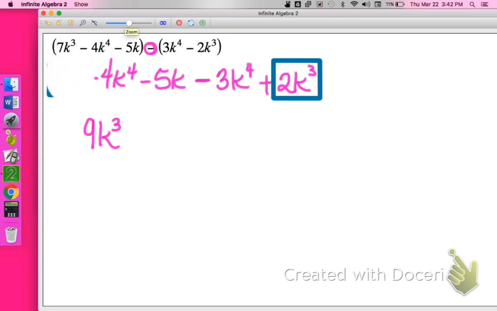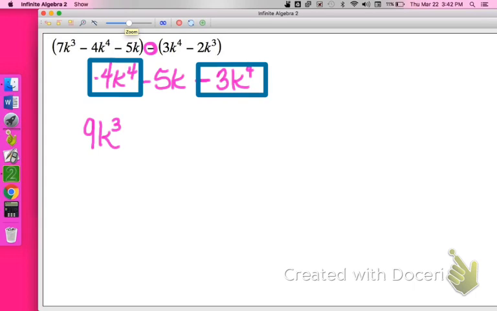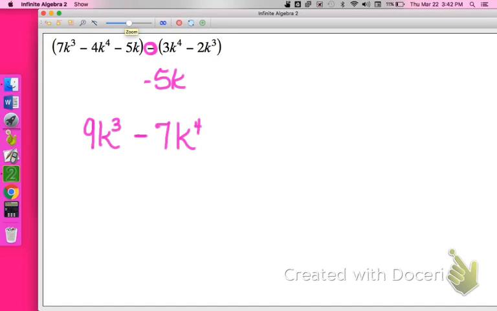I'm going to either cross those out or erase them, get them out of the way. And I'm going to inspect the remainder of what I have left. And it looks like I have 2 more sets of like terms. I have negative 4 copies of k to the fourth, and I'm going to subtract 3 copies of k to the fourth, and so that's going to give me minus 7k to the fourth. Okay, I'm going to get those out of the way, and all I have left is minus 5k. There's nothing that I can simplify it with, so I'm just going to tag it on there to the end.